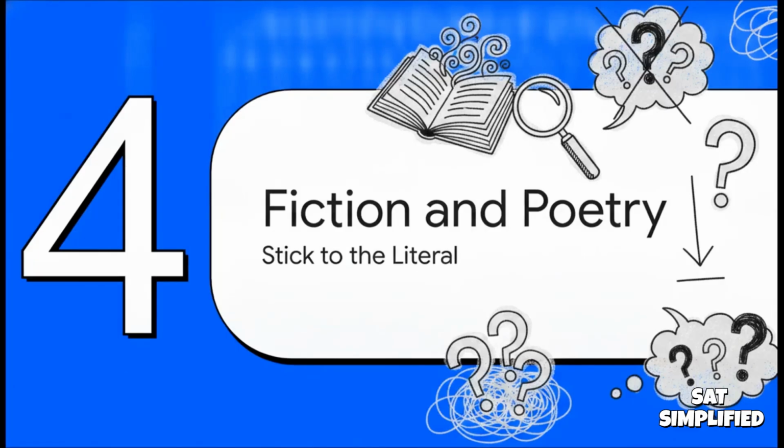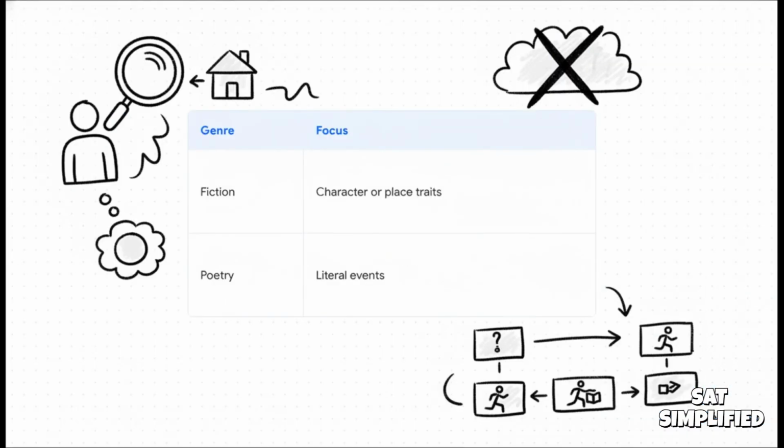Let's move to Section 4, Mastering Fiction and Poetry. Now we need to take all these objective strategies and apply them to notoriously subjective genres. This is where students usually overanalyze and get totally lost in the weeds. I need you to forget what you learned in English class about searching for deep, hidden symbolism. Seriously, toss it out. On standardized tests, you must stick to the literal text.